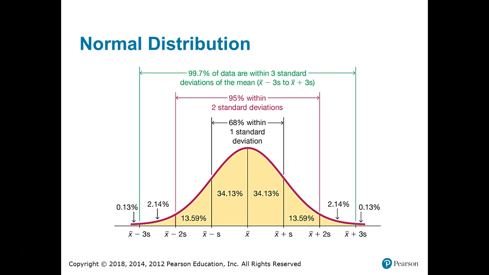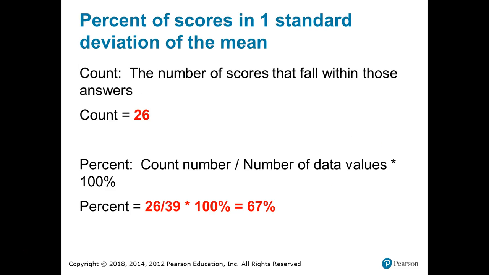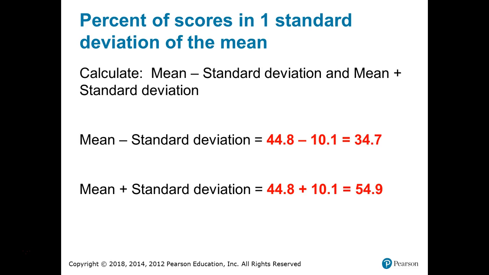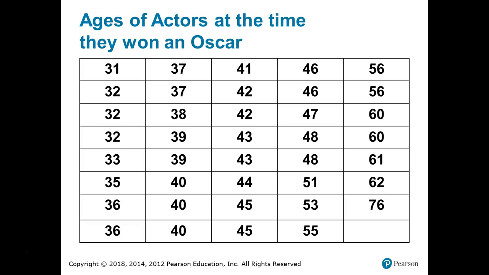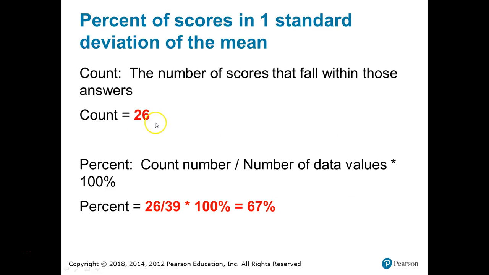It doesn't have to be exact because you're dealing with a sample. If you had the whole population, it should be closer to a true normal distribution. So let's count. How many data values fall between 34.7 and 54.9? If you counted them all up, you would get 26 total people have their age fall within 1 standard deviation away from the mean. As a percentage, 26 divided by 39, which is the total number of people we're looking at, gives you 67%.